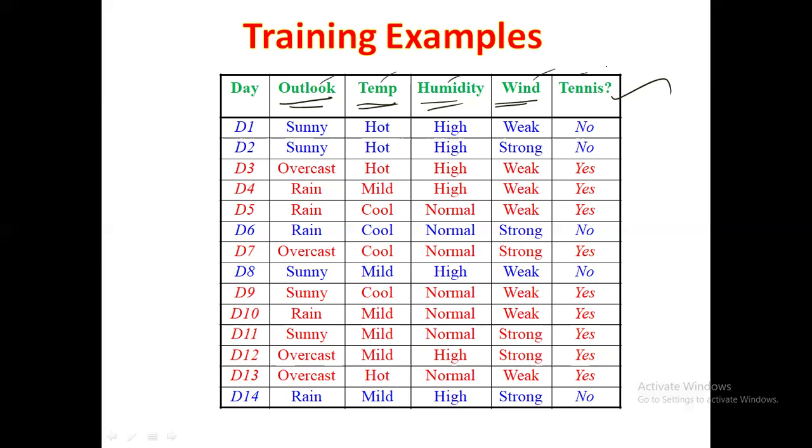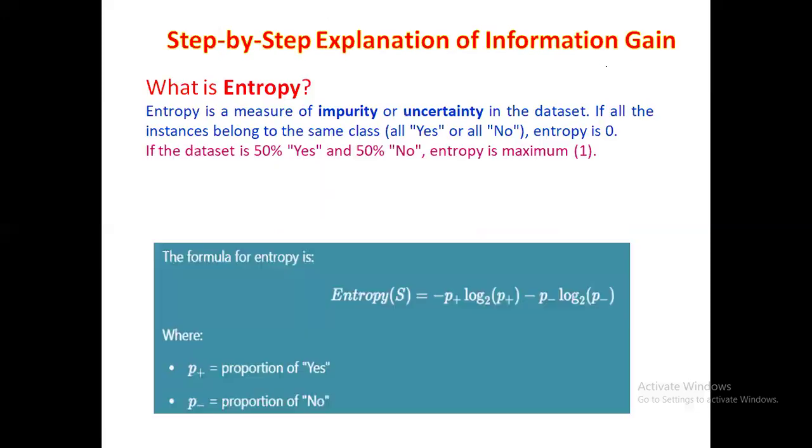In this we are going to do some calculations. First we are going to find out the information gain. Before going into that, we need to find out what entropy is, and why we should find this entropy. As you know, entropy is the measure of impurity or uncertainty in the data set. If all the instances belong to the same class, that is, all yes or all no, the entropy value is 0.